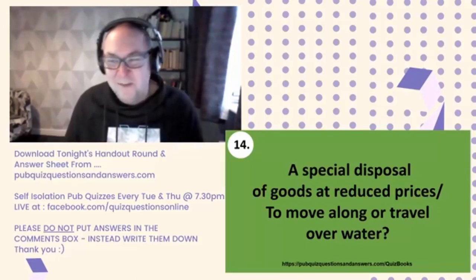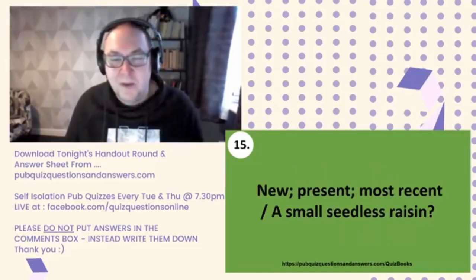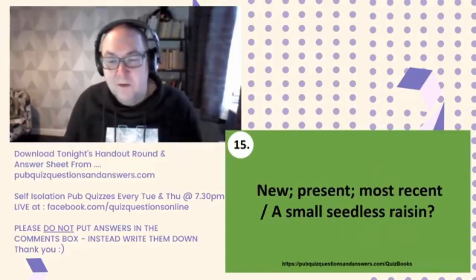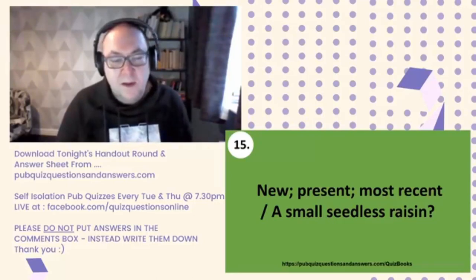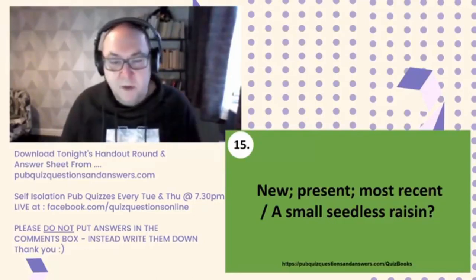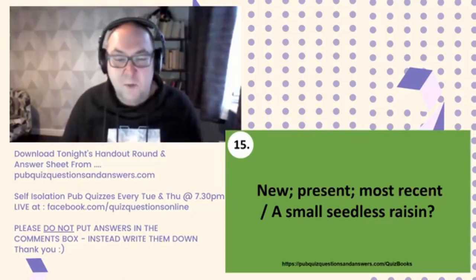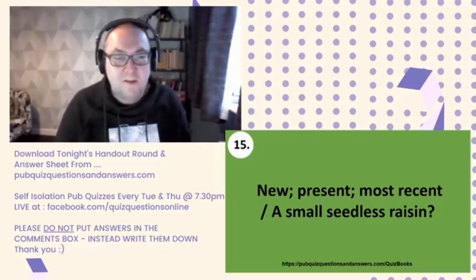Right, there we go. That's number 14. Question number 15. New, present, most recent, that's one set of clues, and the other one is a small seedless raisin. New, present, most recent is one clue, and your second clue is another word that sounds the same, spelt differently: a small seedless raisin.